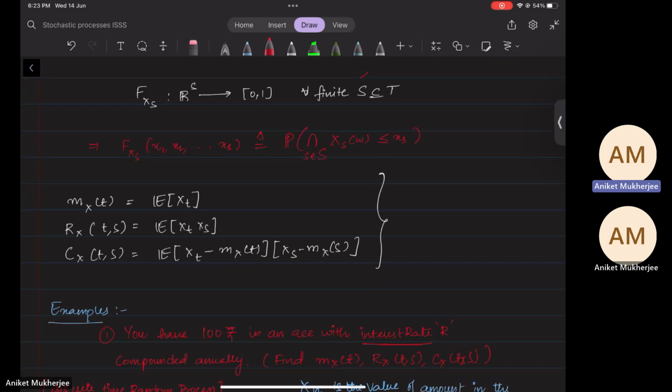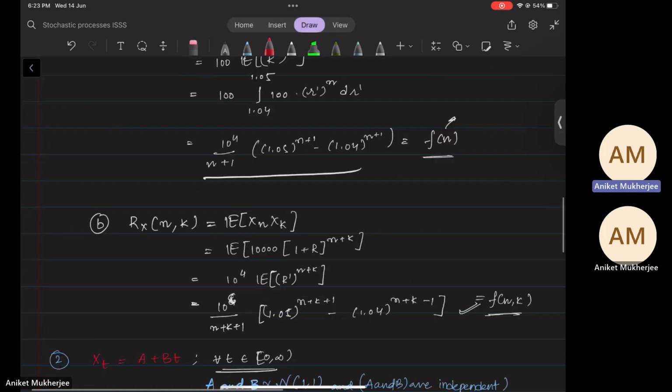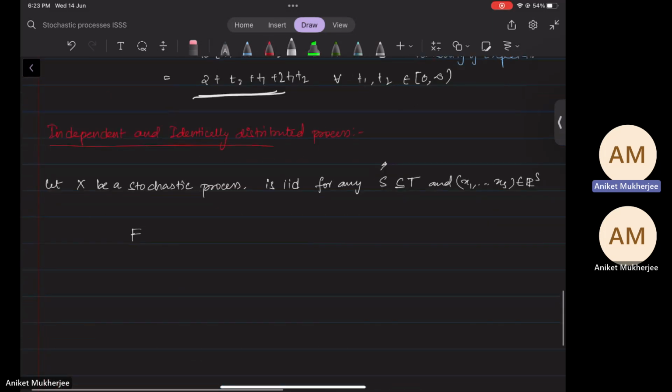Here you have the notation x1, x2, and so on up to xS. This is a joint distribution notation. So you have the random variables and the instantiations of the random variables. Then you have x1 to xS and some distributions. This we know as the probability of the intersection of the events X_i less than or equal to x_i.